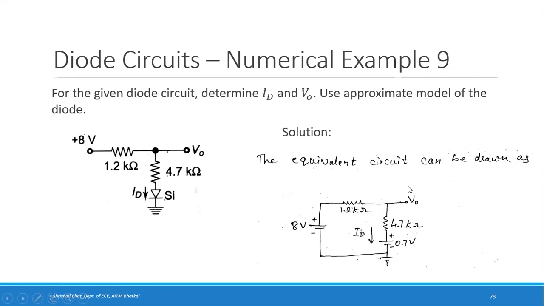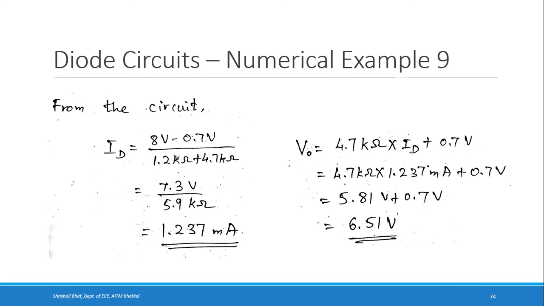Next, how to get V naught? V naught is here. This is the voltage from here to here. So that is actually the voltage drop across this resistance 4.7k plus 0.7. The voltage drop across the 4.7k resistance is 4.7k multiplied by ID. The current here is in the same direction, so no need of taking negative here, like in the previous case. ID you have found as 1.237, so 4.7k into 1.237 gives 5.81, plus 0.7. So it will be 6.51 volts.